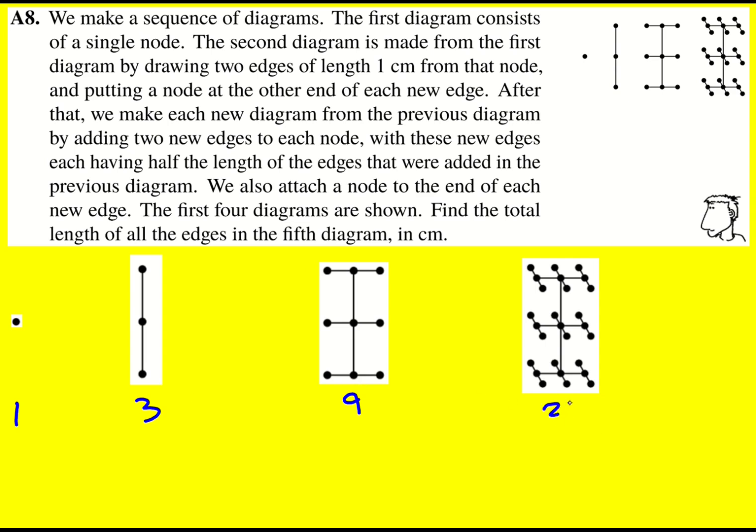This one becomes 27. You can see that 9, 9, and 9. Because for each of our 9 nodes, we get an extra 2, so it's just 9 times 3. And then for our fifth pattern, which I'm not going to draw, we're going to get 81 nodes. Let's look at the edges now.